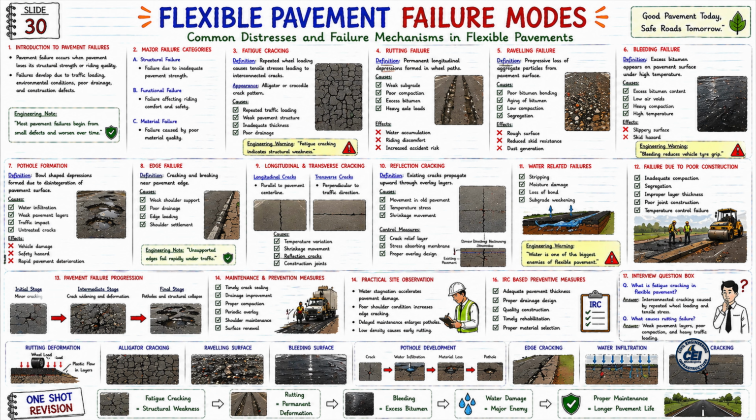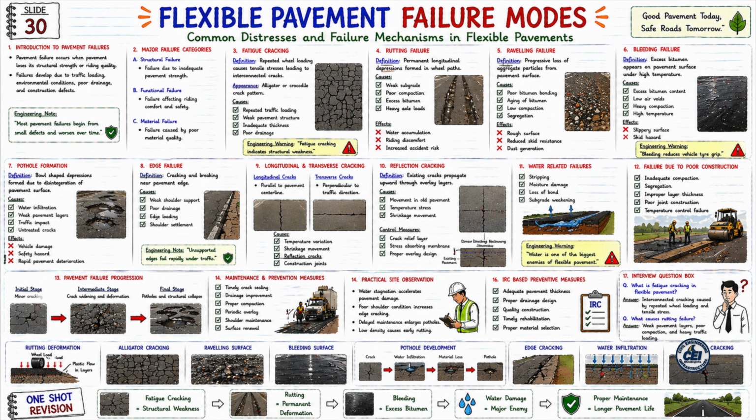Now let us look at the 12th topic. 1-2 Failure due to poor construction. Poor construction quality is also a major cause of pavement failure. Now look at the causes: inadequate compaction, segregation, improper layer thickness, poor joint construction, temperature control failure. Most early failures in highway projects develop from construction defects.